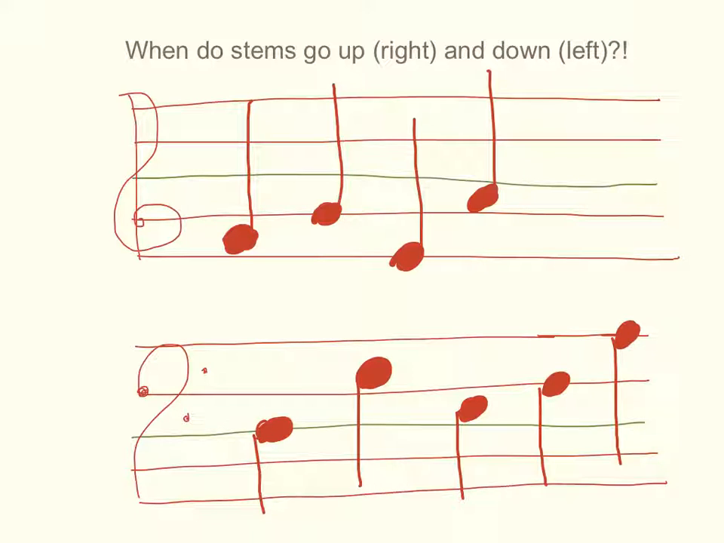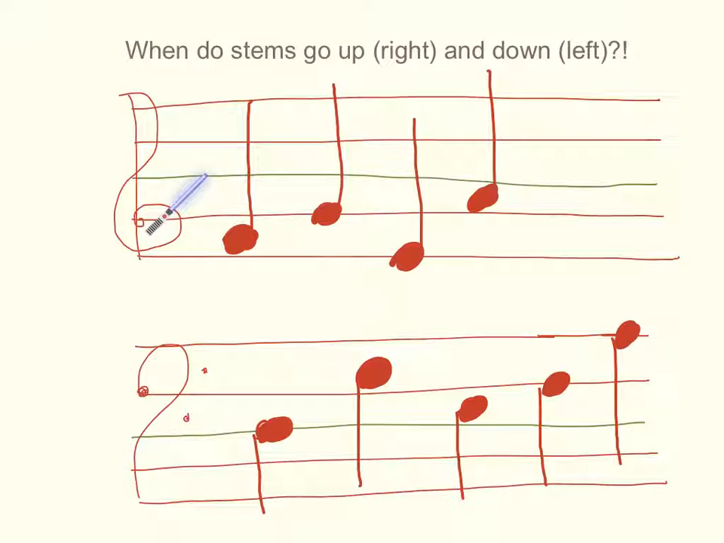The next thing we want to talk about is the stem direction. How do we know when the stems go up and to the right or down and to the left? It's really easy, and in this particular example I'm showing you on both clefs, and it doesn't matter if it's treble clef or bass clef. Either way, we always think of our 3rd line. And remember, 3rd line, 1, 2, 3. And in this particular example, I made it green so that you can see it easier.